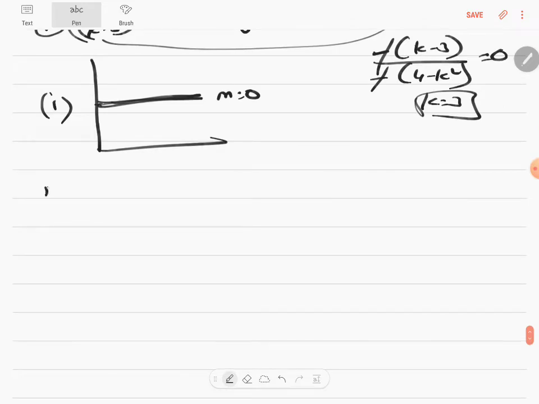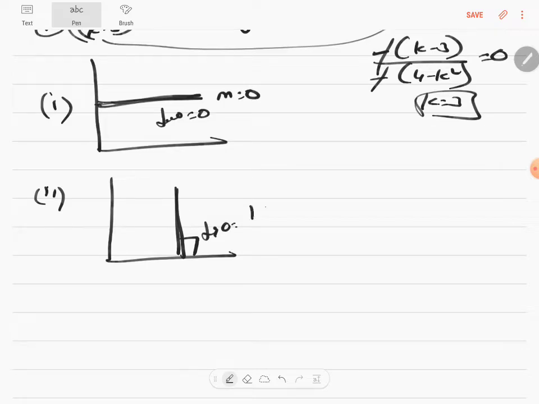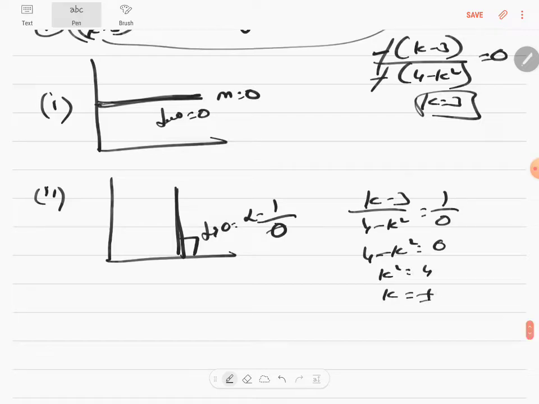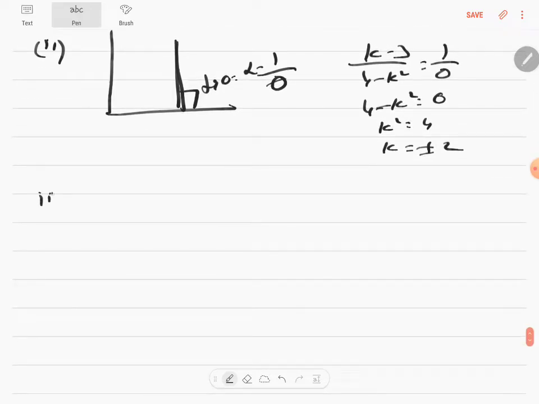First subdivision over. Now if this line is parallel to y-axis, the slope will be tan 90. Here it is tan 0 because of the angle it makes with x-axis. Tan 0 is 0, so slope is 0. Tan 90 is infinity, which is 1 by 0. So then the slope k minus 3 by 4 minus k square can be equated to 1 by 0, and cross multiplying, 4 minus k square is equal to 0. So k square is equal to 4, k is equal to plus or minus 2. The third subdivision is supposing this line is passing through the origin.